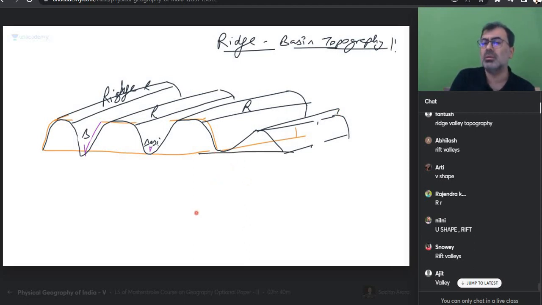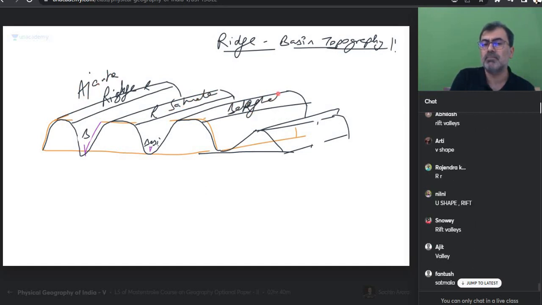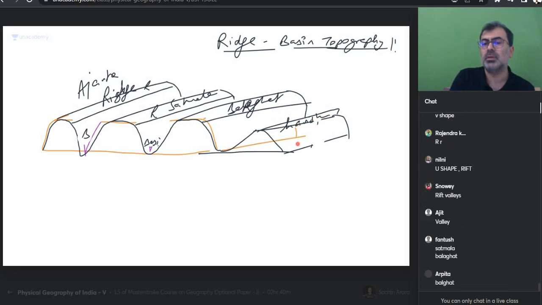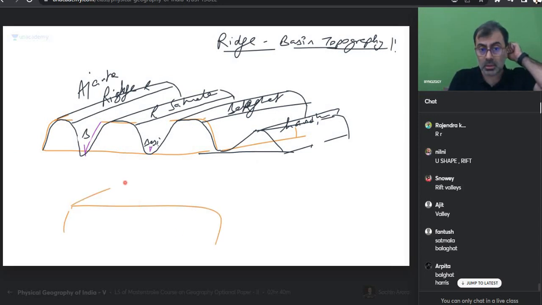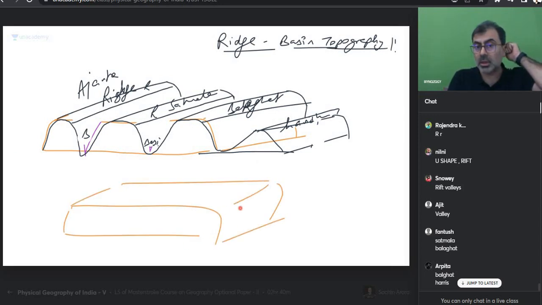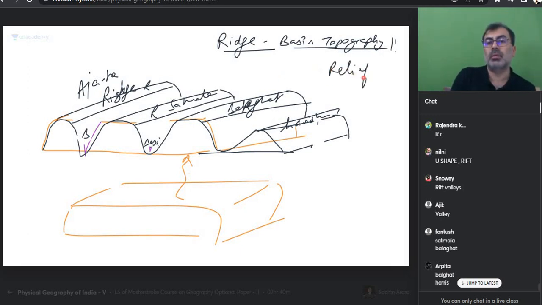It is all gone. What is there now? Ajanta, Satmala, Balaghat, Harishchandra. What are these? These are actually the leftovers of that basaltic plateau. So how did it start? Start was like a chocolate block, no? Somebody said it is homogeneous. I am thinking it is homogeneous. It started like that, but with time what has happened? What has changed? Relief has changed.